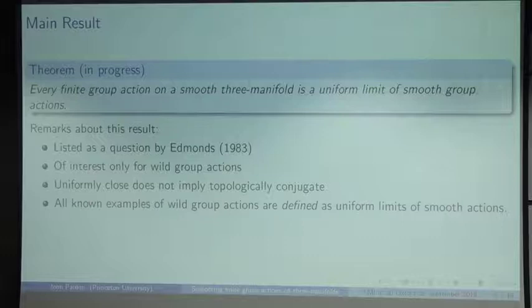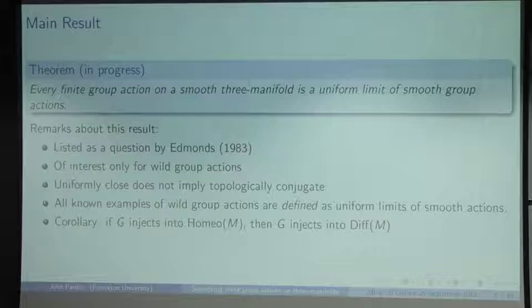So this doesn't say anything new about existing examples. All the existing examples of wild group actions, at least as far as I know, are defined as uniform limits of smooth actions. So instead, it simply says that this procedure for this construction we have is the only way to do it. Okay, and even this corollary, if G admits a faithful action by homeomorphisms, it admits a faithful action by diffeomorphisms, doesn't seem to be known otherwise.